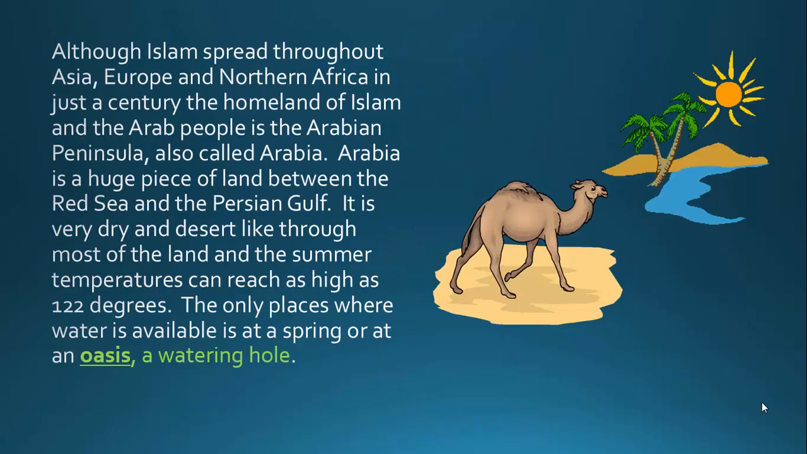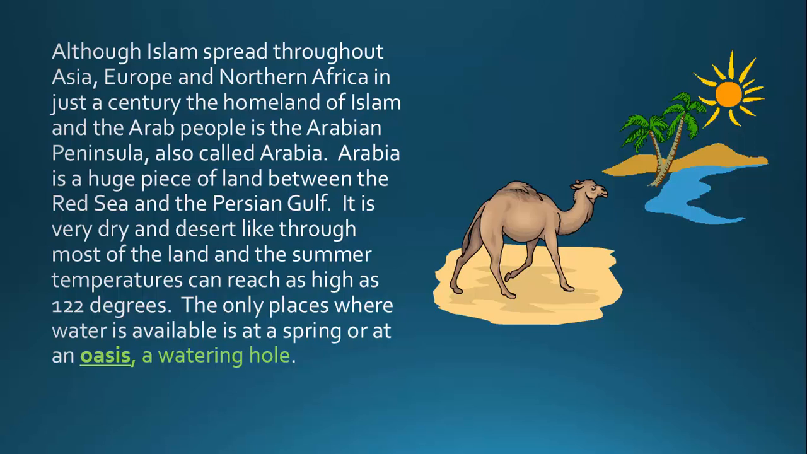Although Islam spread throughout Asia, Europe, and northern Africa in just a century, the homeland of Islam and the Arab people is called the Arabian Peninsula, also called Arabia. Arabia is a huge piece of land between the Red Sea and the Persian Gulf. It is very dry and desert-like through most of the land, and the summer temperatures can reach as high as 122 degrees. The only places where water is available is at a spring or an oasis, a watering hole.